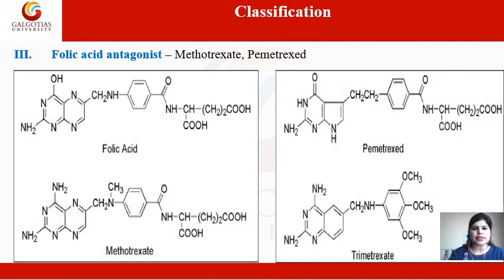The last category of antimetabolites are folic acid antagonists. The drugs that come under this category are methotrexate, pemetrexed, and trimetrexate. These are derivatives of folic acid and inhibit the biosynthesis of folic acid, which is an important step in the synthesis of DNA. These are the structures of these drugs.